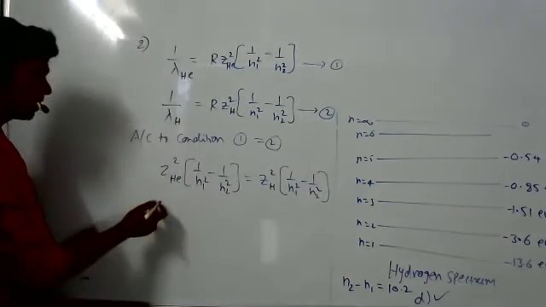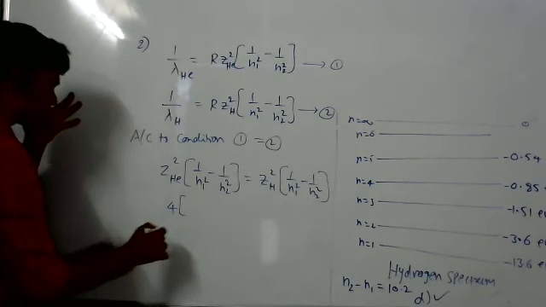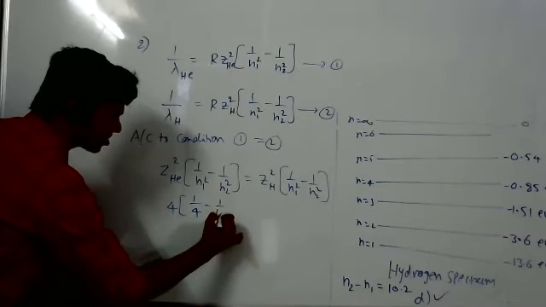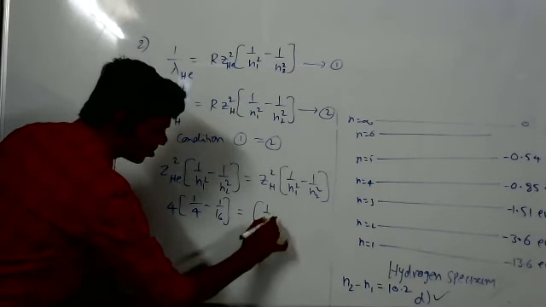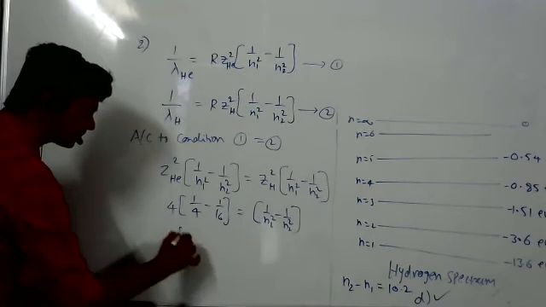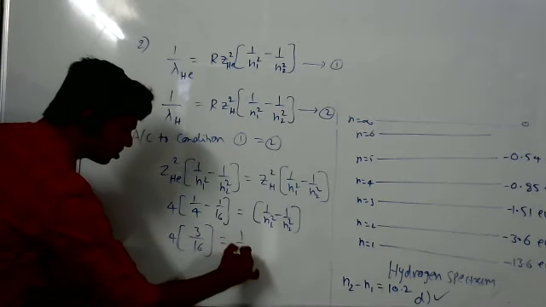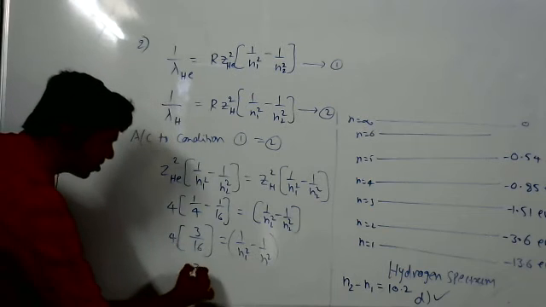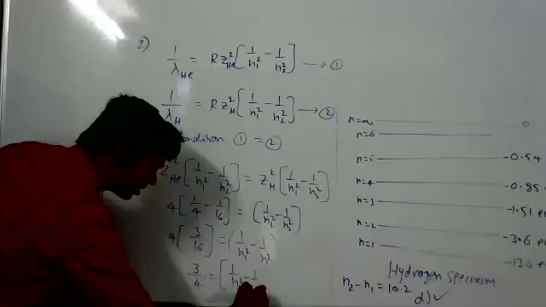So Z, the atomic number of helium, is 2, so 4 here. So 1 by N1 square, second energy level, so 1 by 4 minus, fourth energy level, 1 by 16, equals here Z square, which is 1 only. So simply write 1 by N1 square minus 1 by N2 square. Here the value is 3 by 16, right? Divided by 4, so finally 3 by 4 here, 1 by N1 square minus 1 by N2 square.